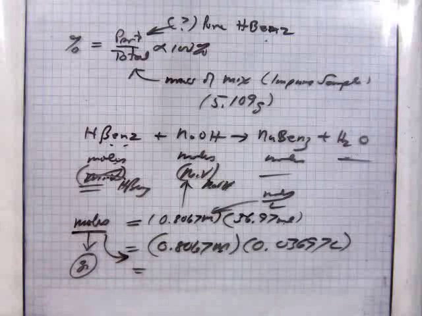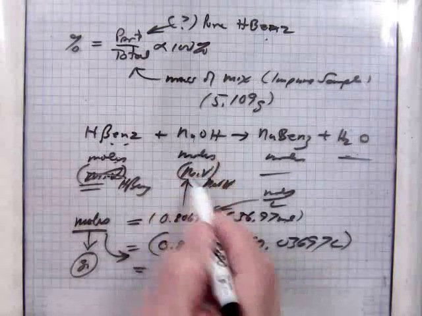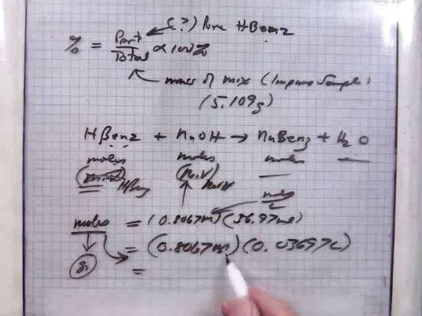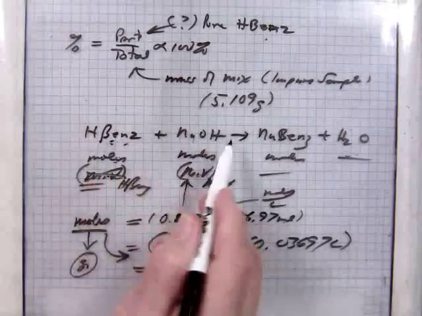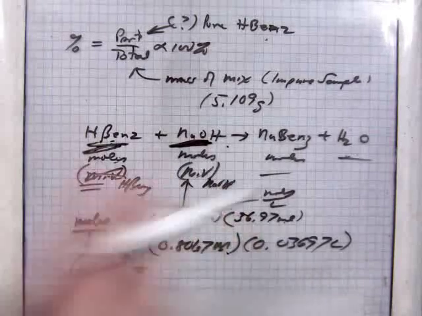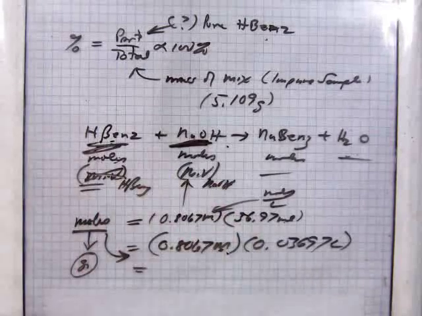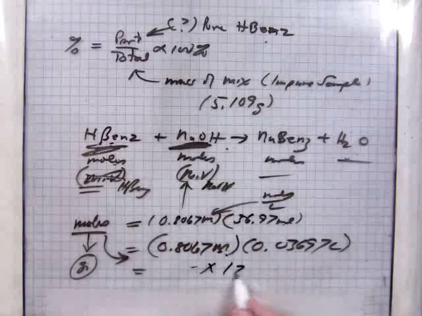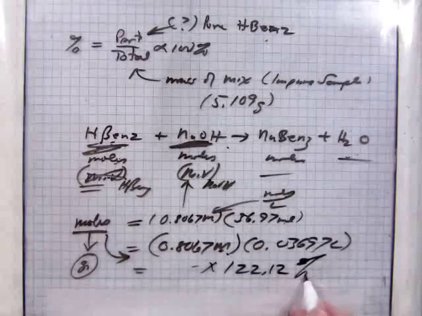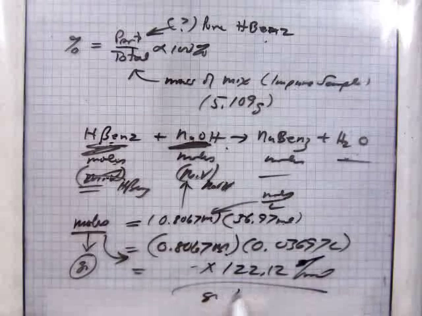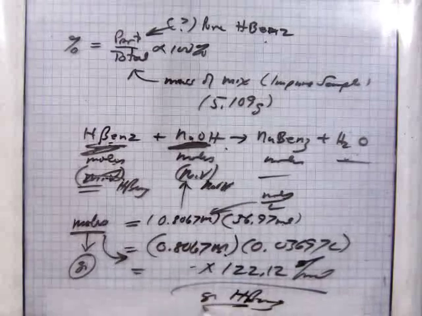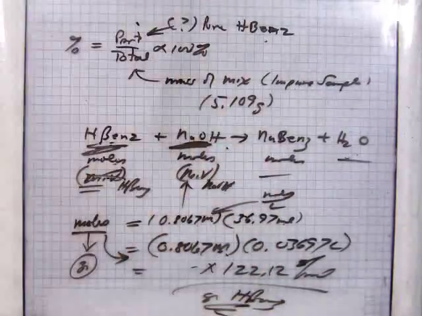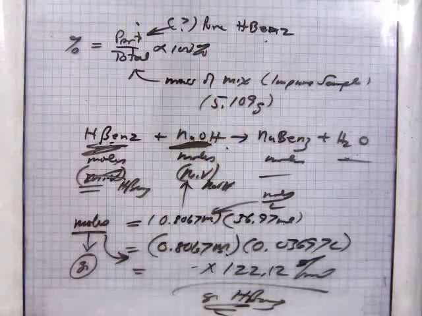And whatever that comes out is the moles of benzoic acid, because it's a 1 to 1. Because you calculated the moles of sodium hydroxide used, it's also 1 to 1. So if you've got the moles of sodium hydroxide, you also have the benzoic acid. And whatever you get out of this times 122.12 grams per mole gives you the grams of H-benz. And whatever that comes out, you put in the numerator up here, part over total. Please study that.